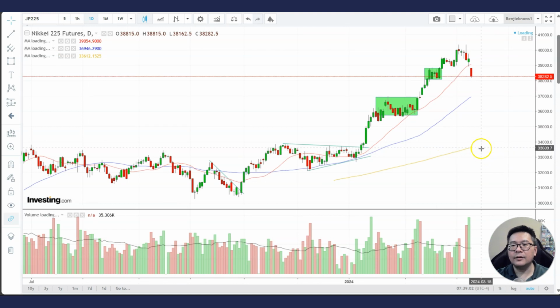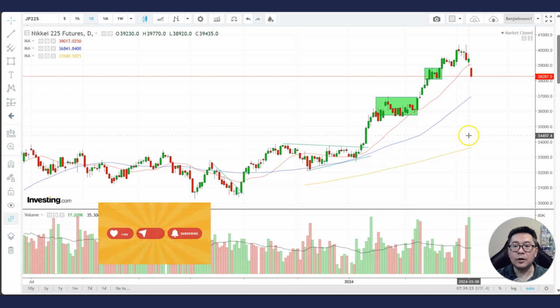Right now the 50 MA is rising, the 200 MA is rising, and the Nikkei is above these rising 50 and 200 MAs. So what this tells us is that you should remain mid-term bullish and long-term bullish in bias. That's why it's important for you to look at dips and corrections as an opportunity to buy Japanese stocks cheaper.